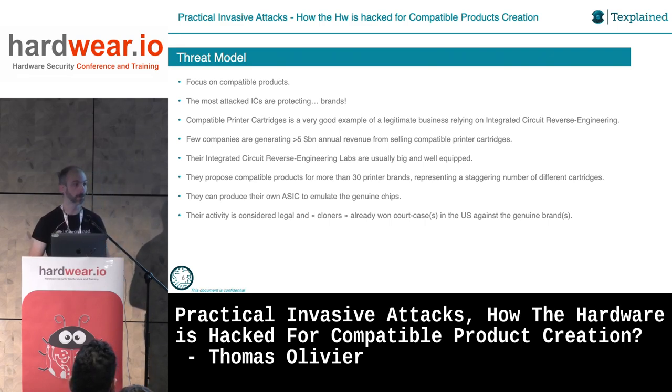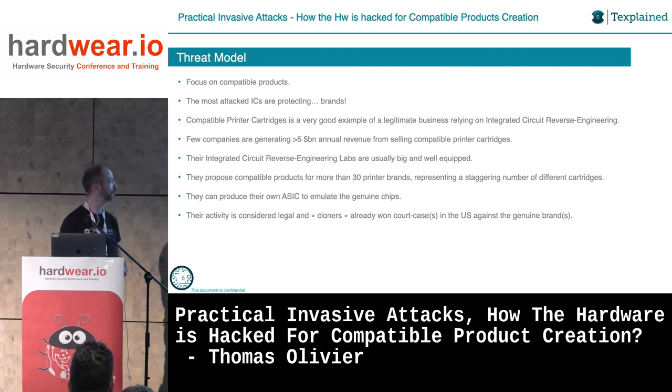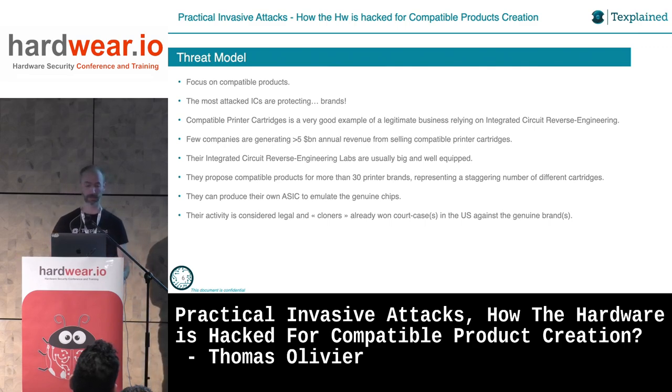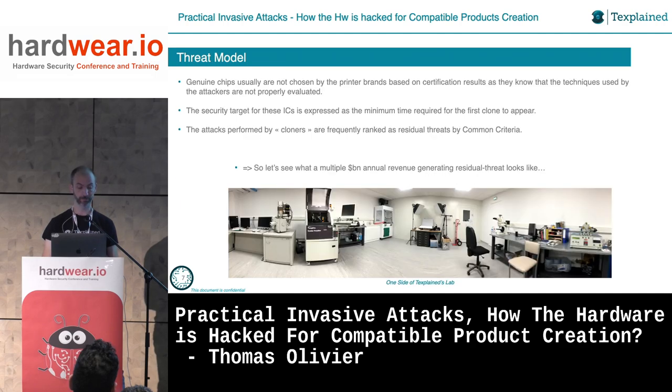And the activity is legal. You can sell the compatible product. But to get to the point where you can sell it, you need to basically attack and compromise the original product.